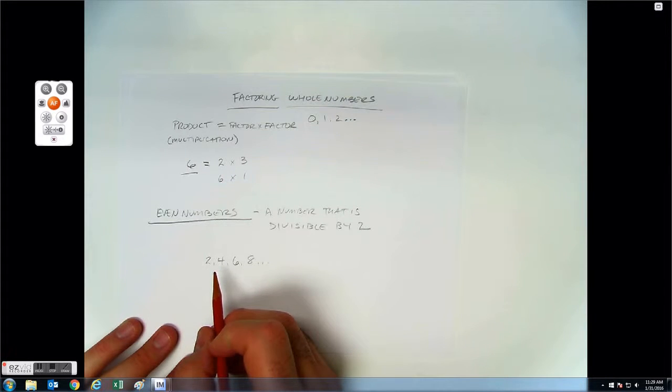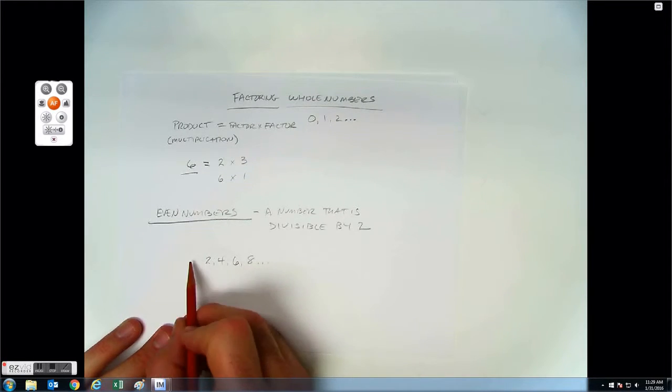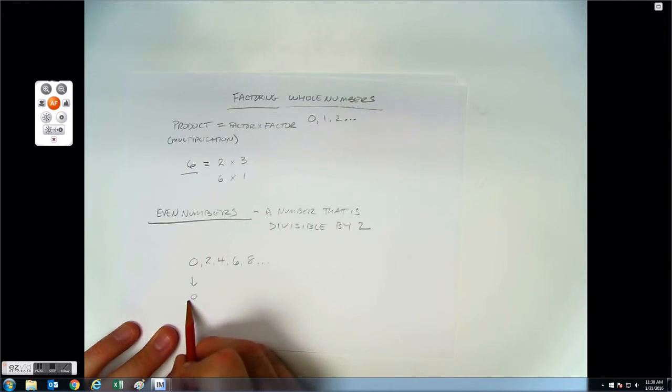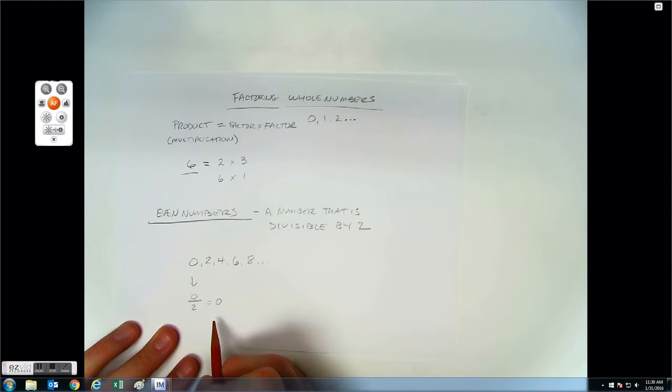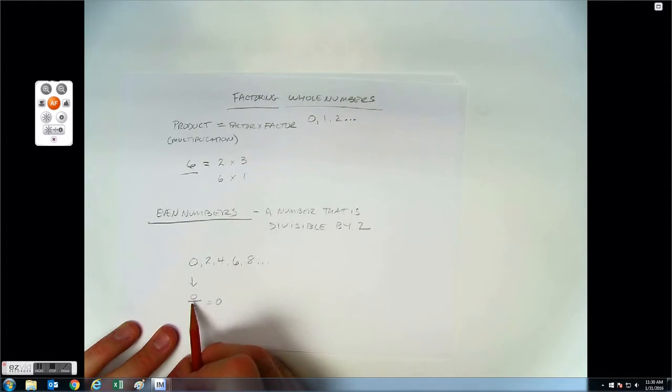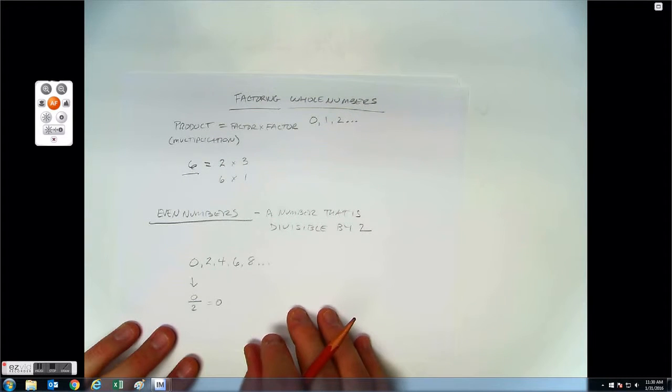Now, one that they usually leave off that I like to make sure to include is 0. 0 is divisible by 2 because 0 divided by 2 is just 0, just like 4 divided by 2 is 2, 6 divided by 2 is 3. So 0 is considered an even number. I want you to keep that in mind. I always like to tell students 1's not the loneliest number. Usually 0 is.